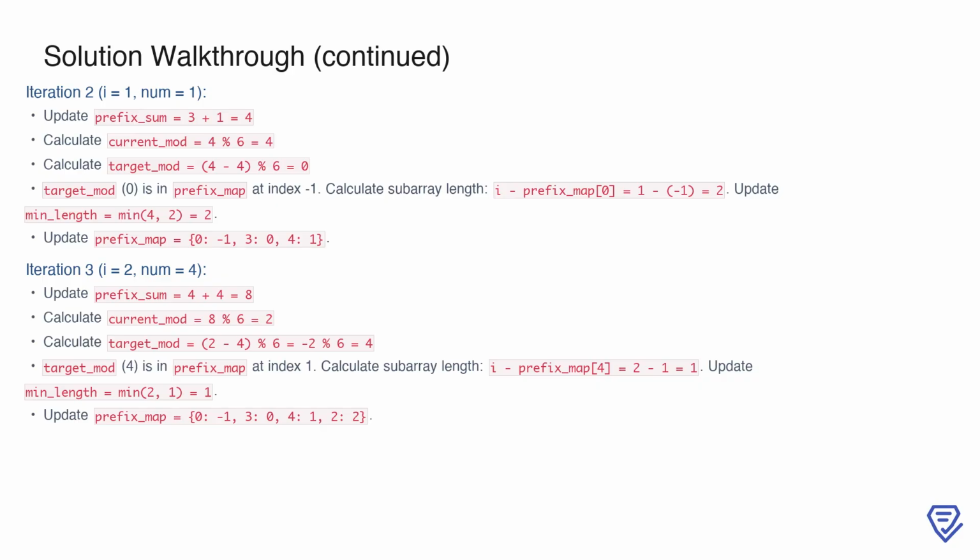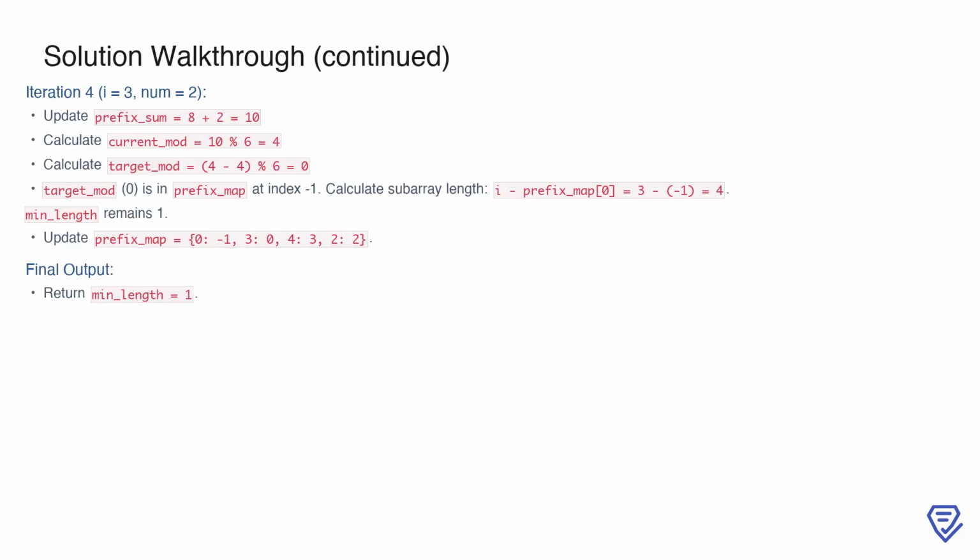Moving to the third iteration, when i equals 2 and number equals 4, we update the prefix sum to 8. The current modulo of this prefix sum is now 2. The target modulo is computed as 4, which is already in the prefix map at index 1. Using this, we calculate the subarray length as 1, which is smaller than the current minimum length of 2, so we update the minimum length to 1. Finally, we add the current modulo, 2, with its index, 2, to the prefix map.